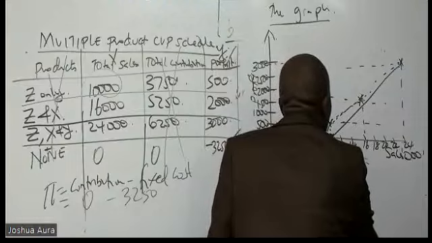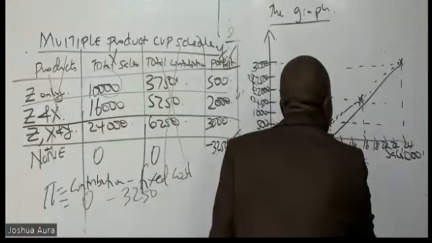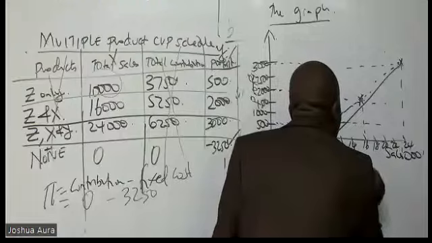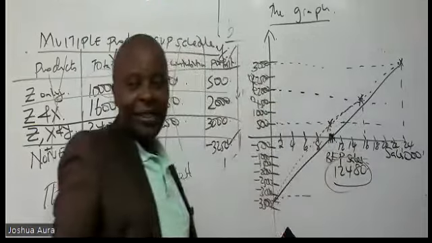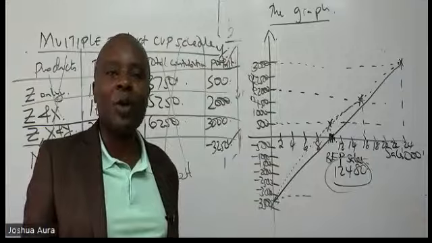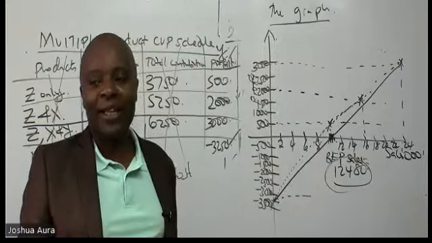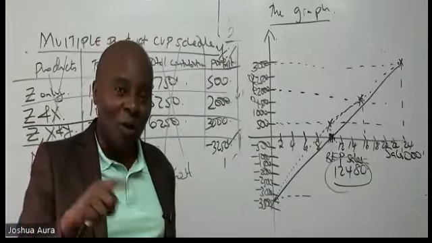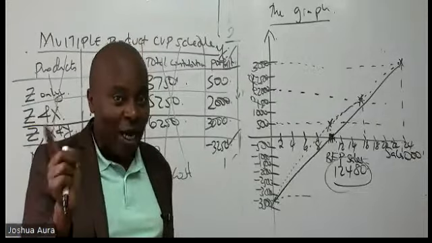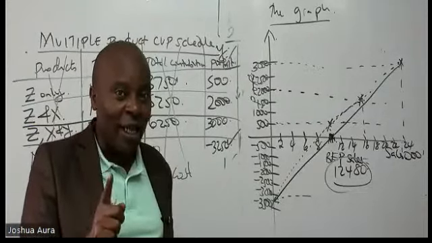You write here 12. Andika 12 point something. You make sure that this one is exactly 12,480, like that. You're trying to cheat the examiner that you are very accurate, right? And you could see that there are students who got 12,500, 12,400. Those are the students who are correct.